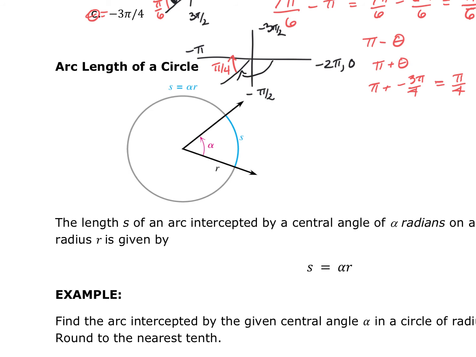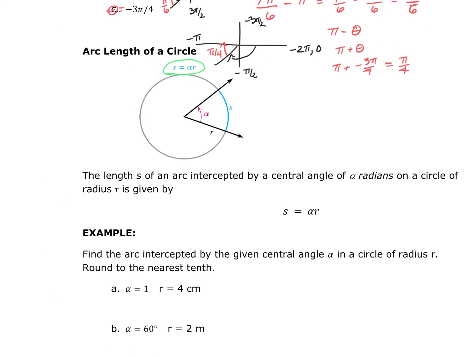What happens if I don't have a unit circle? Can I still find the arc length? And the answer is yes. This is the formula for the arc length. S is the arc length, alpha is the angle, and r is your radius.